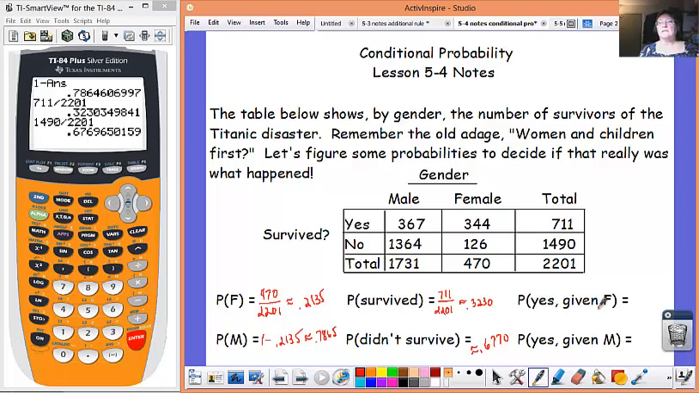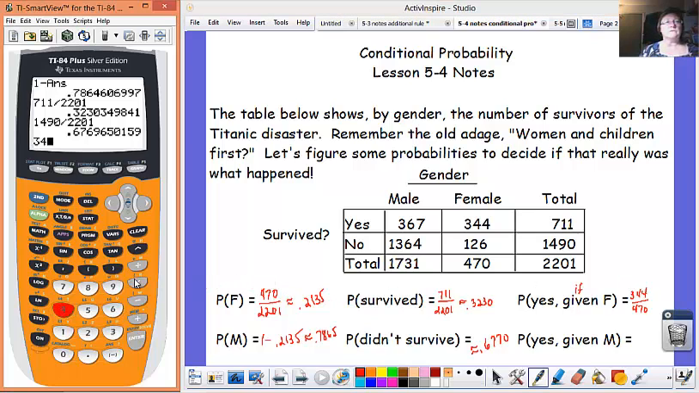That's what the yes is, given you are a female. Now that word given, I often use the word if in its place. So this is saying, what's the probability that you survived if you were female? Folks, we're only going from these females right now. We only care about them. So the bottom of our fraction is going to be 470, because all we're caring about are those females. Now, the number of them that survived were 344, and that looks like about 3/4. So let's divide 344 divided by 470.